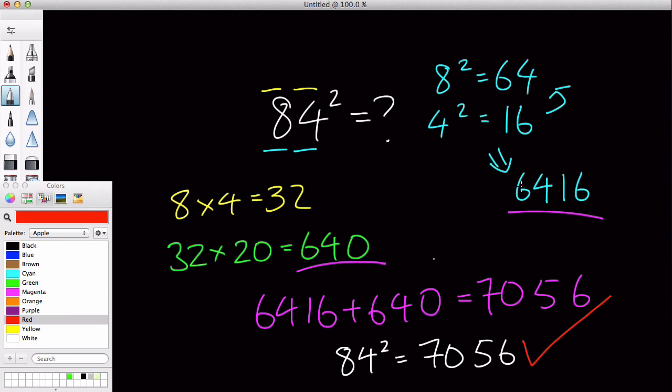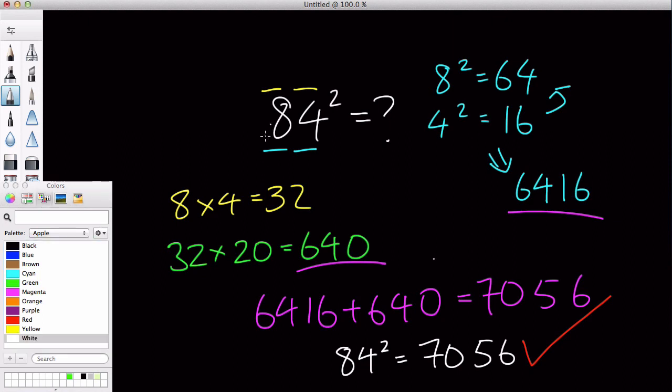So that was a quick video on how to square any two-digit number really quickly and easily. All you have to do is addition and squaring. So basically, if you know your times tables up to 9 times 9, you'll be able to do it really easily.